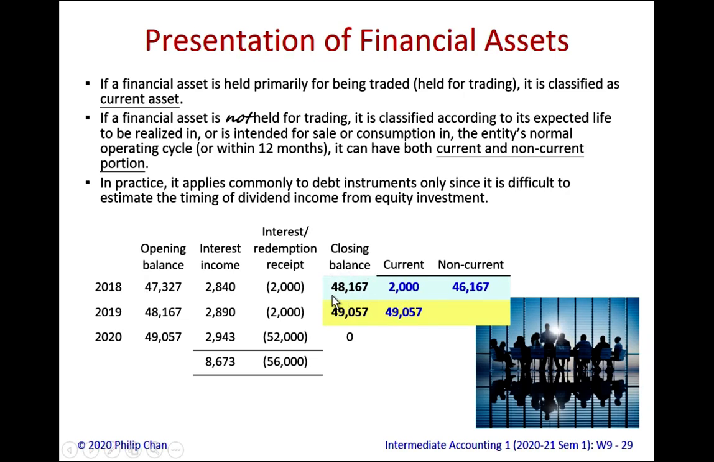So in this case, when you look at the balance of this debt as at the end of 2018, it has a balance of 48,167. For this amount, we know that 2,000, which is to be received in the next 12 months, should be considered as current. Then if you take the balance minus 2,000, this would be non-current. All right. And if you look at the balance at the end of 2019, 49,057, for the next 12 months obviously the whole balance would be received. Therefore, this number as at the end of 2019 should be current assets.